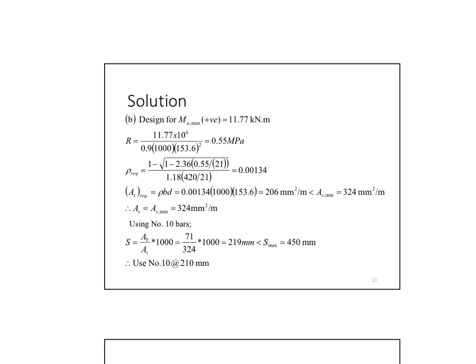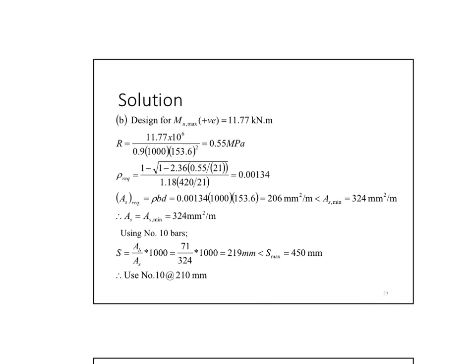Now going for the positive moment. What was the positive moment? 11.77. This is the moment that was down here. Right? So now we're talking about still the main direction, but the bottom steel, not the top steel. What we solved in the last part was the top steel above the cantilever. Here we're going to solve for the bottom steel underneath the positive moment.